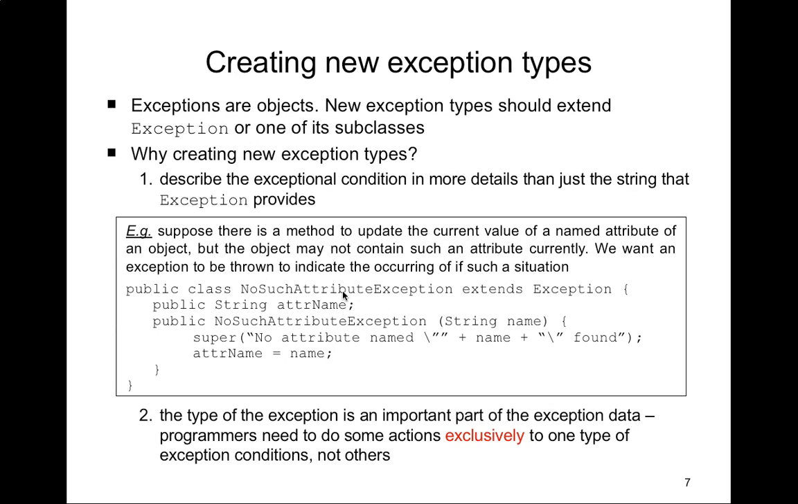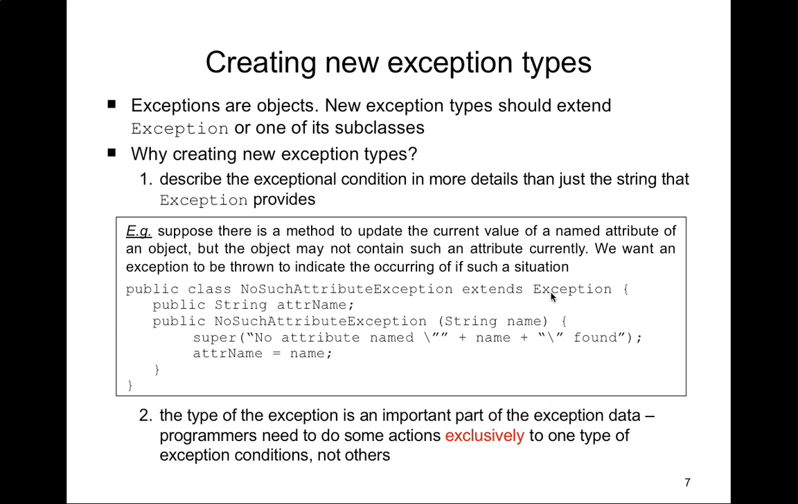And this is a classic inheritance. You should be familiar with this at this point. So this is public class NoSuchAttributeException extends Exception. This is just like public class Student extends Person. Same thing. We have a public String attributeName, and then inside we have this method here. The NoSuchAttributeException constructor takes a string name, and the string name goes back up to super because it's from Exception.